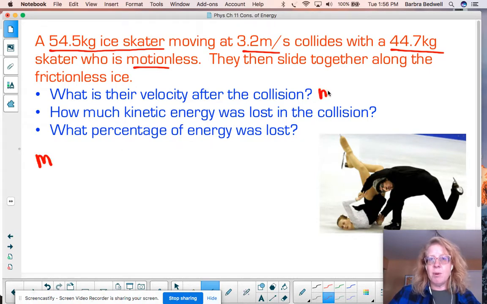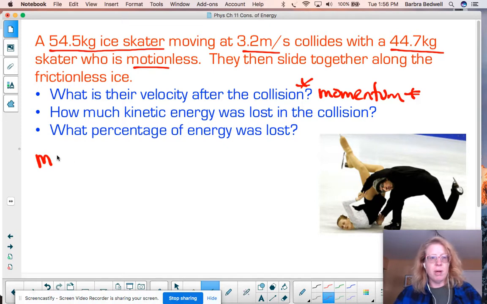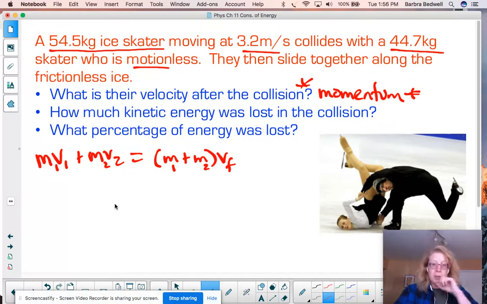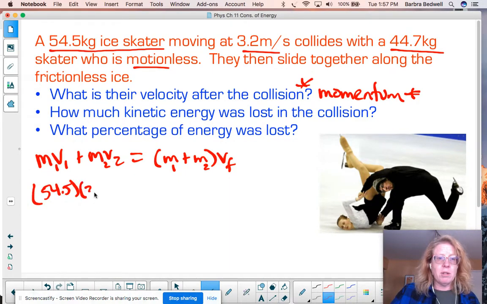This is a conservation of momentum problem, even though it doesn't say it. Momentum is by far the easiest thing to use when you're doing collision problems. So you've got m1v1 plus m2v2, so there's our two skaters, is going to equal the two of them together times vf. So this is skater number 1, this is skater number 2, this is them together. When you do a collision like this, using conservation of momentum is usually the first thing that you want to do. So we would do 54.5 as our first skater, and they're going at 3.2.